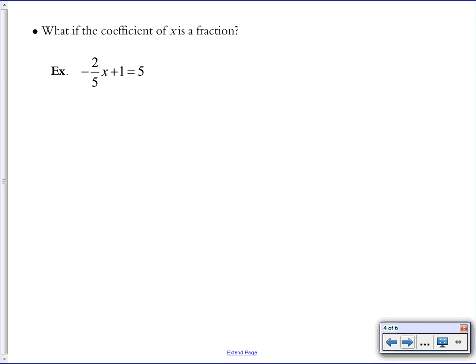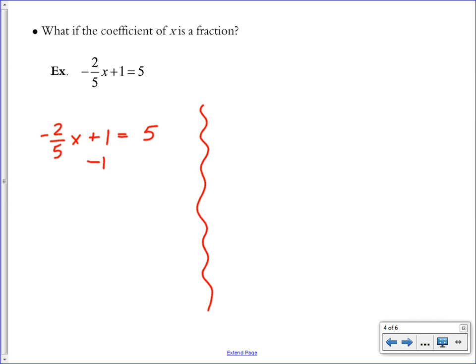What if the coefficient of x is a fraction? We have two options for dealing with this. I'll show both. One option is to do very much the same as what we just did on the previous slide. Inverse operations, starting with that plus 1. I want to get rid of it by subtracting 1 from both sides. Plus 1 minus 1 would just give me 0. I have negative 2/5 x. 5 minus 1 is 4. Don't forget to bring down your equal sign.